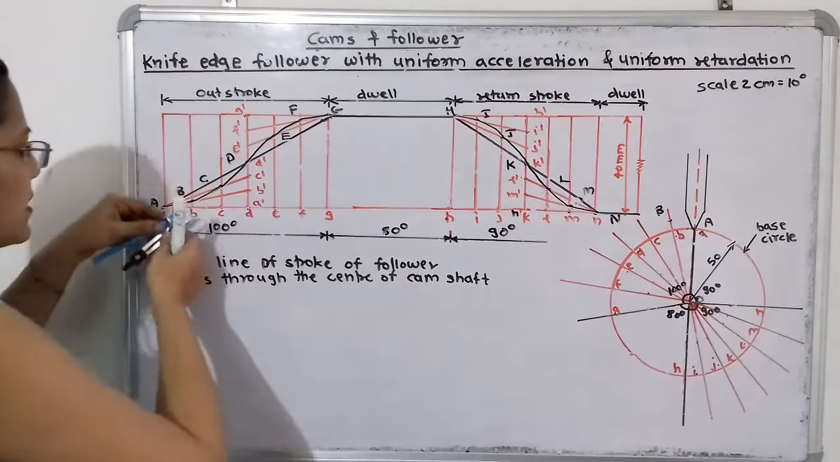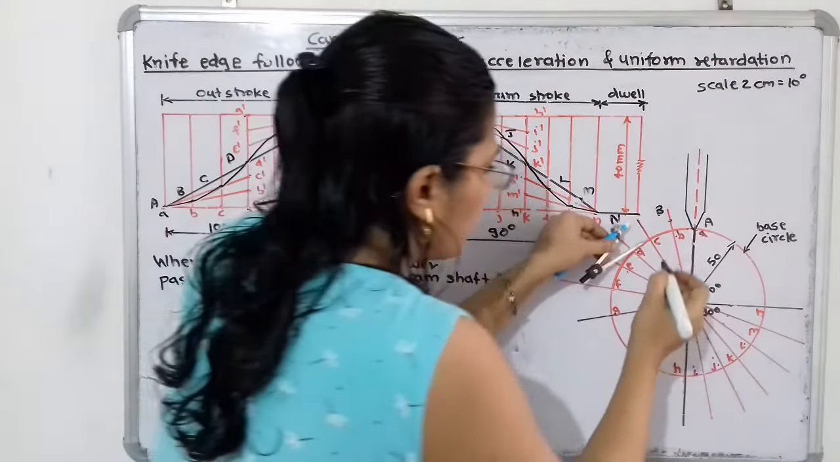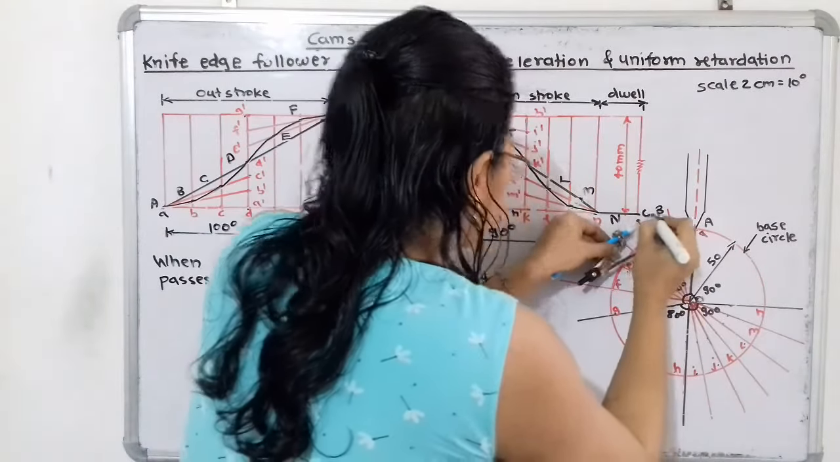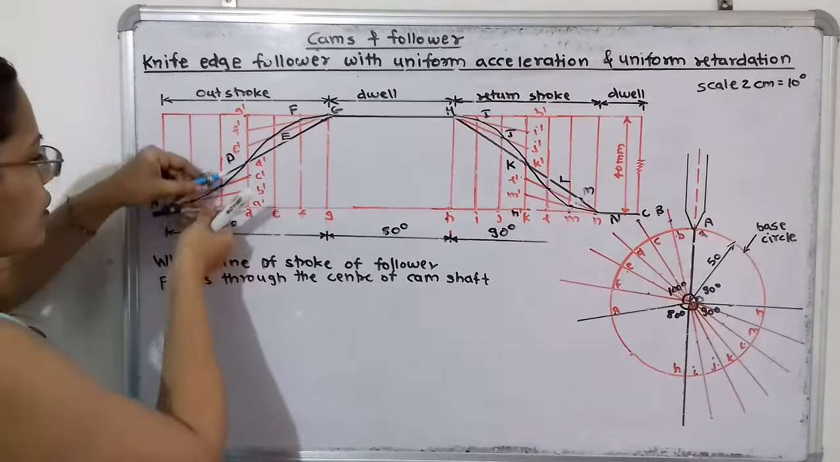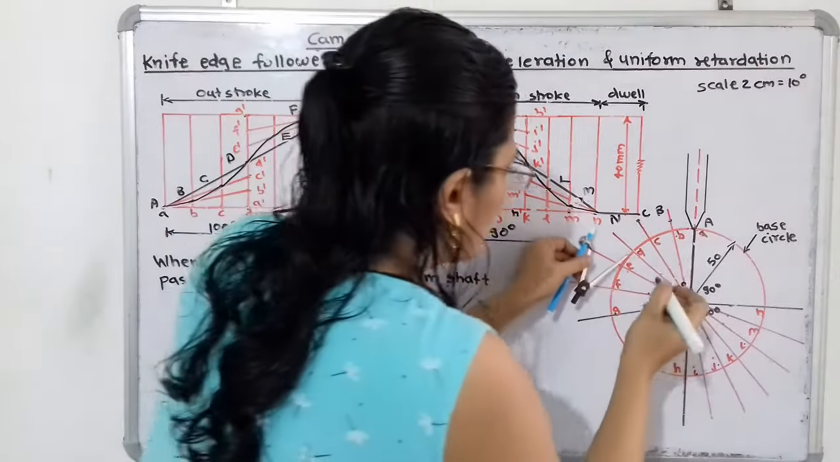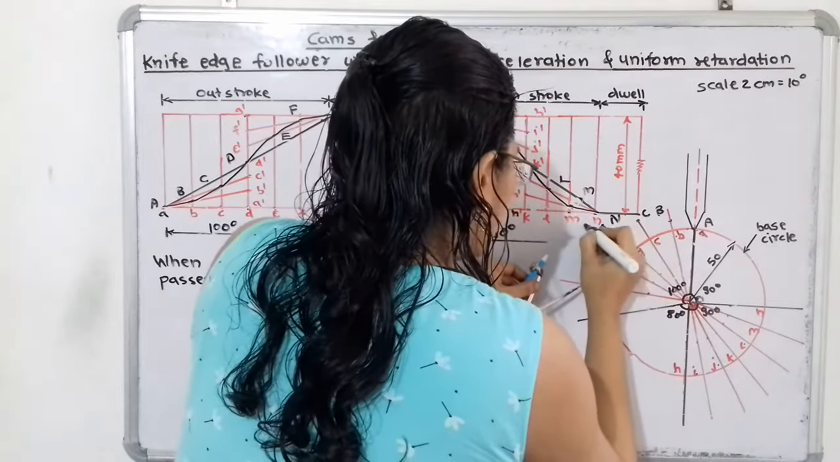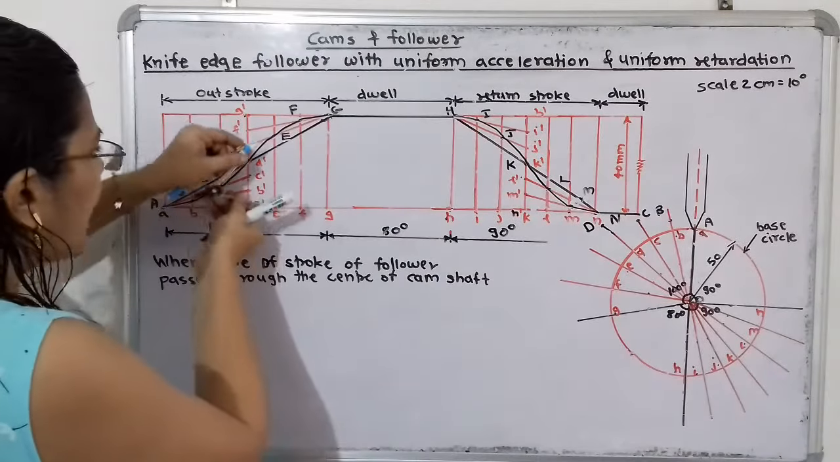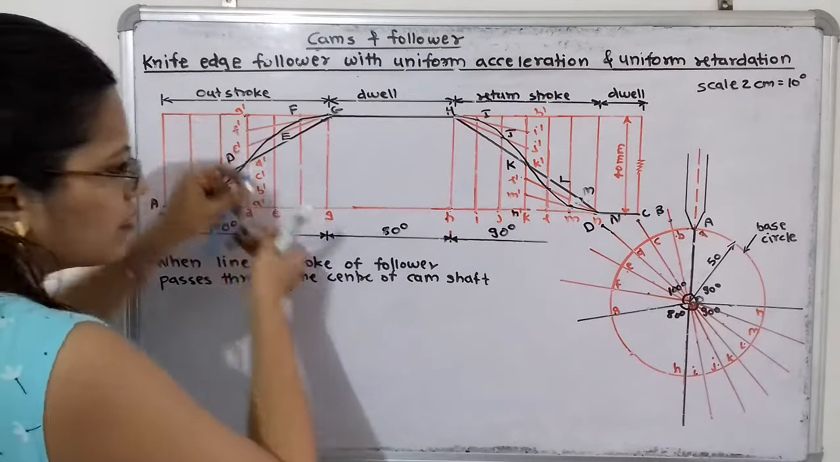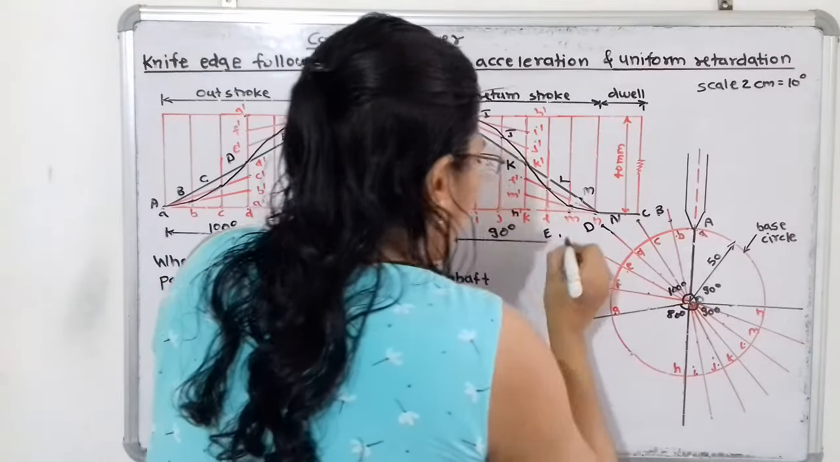Then next is C to capital C. So here from c to capital C I will mark one point. So here is the capital C. Then D to capital D. So here from d to capital D. So we have to mark here the point, that is d to capital D. Then E to capital E. Then here we have to mark one point, that is e to capital E, and so on.